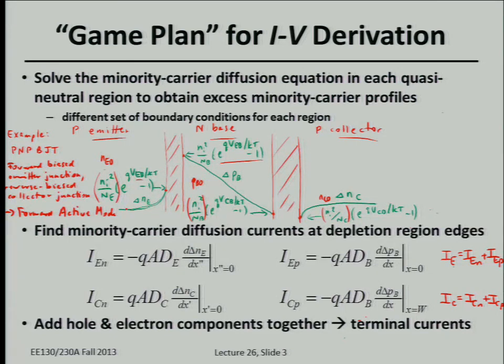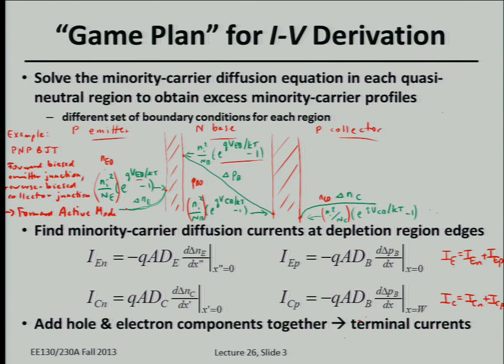Then we can take the derivative of these minority carrier profiles, multiply by the diffusion coefficient, multiply by the cross-sectional junction area, and charge. Current is just charge movement with time, so each electron and hole carries charge q. Just like before for a p-n junction diode, we can determine the diffusion current due to minority carriers in each of those quasi-neutral regions. Okay, so let's break it down into little pieces here.